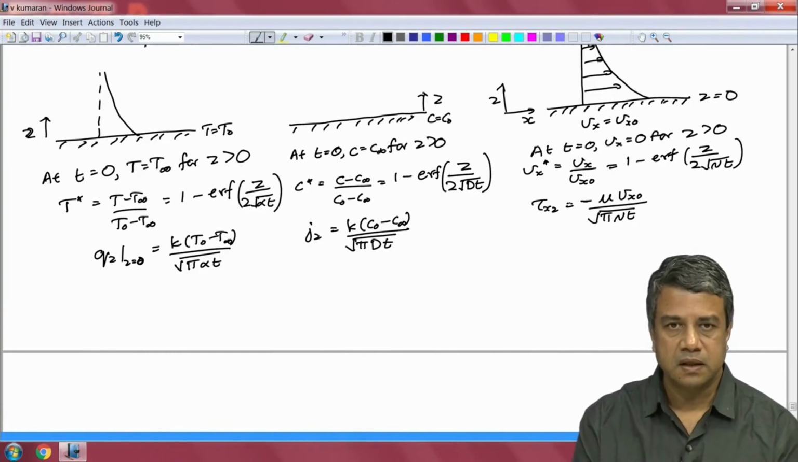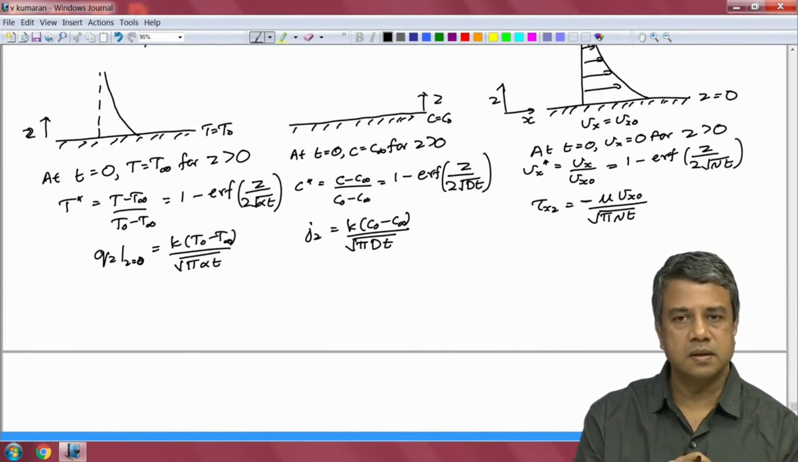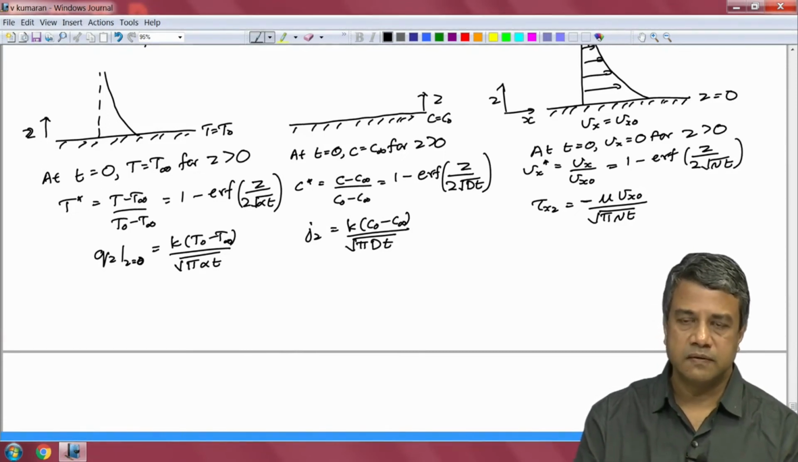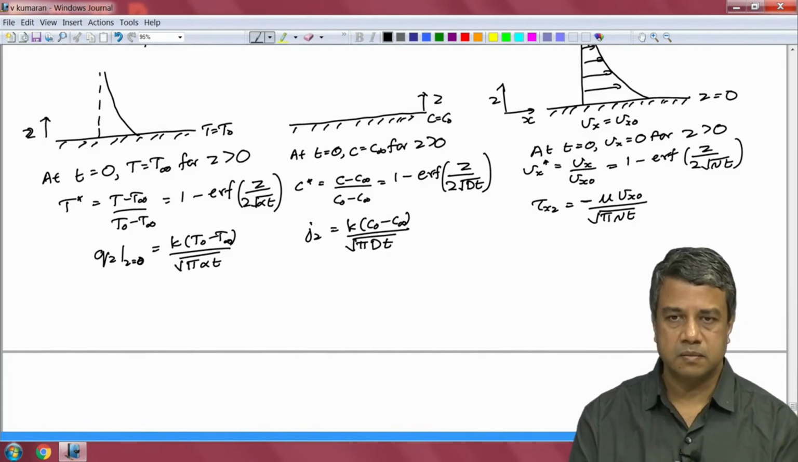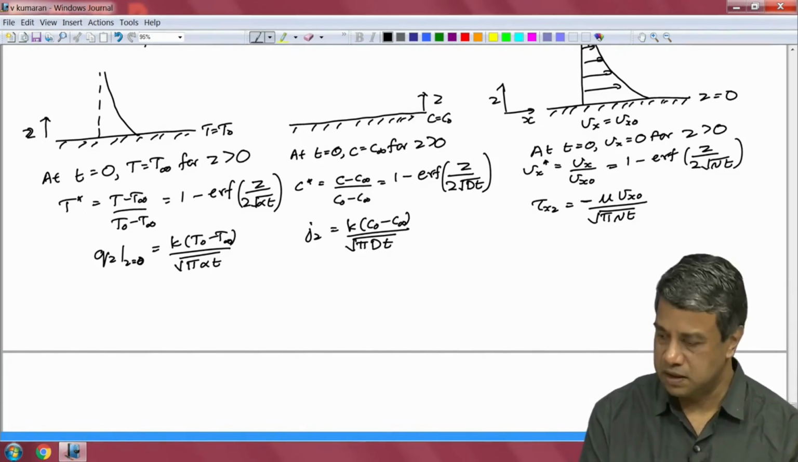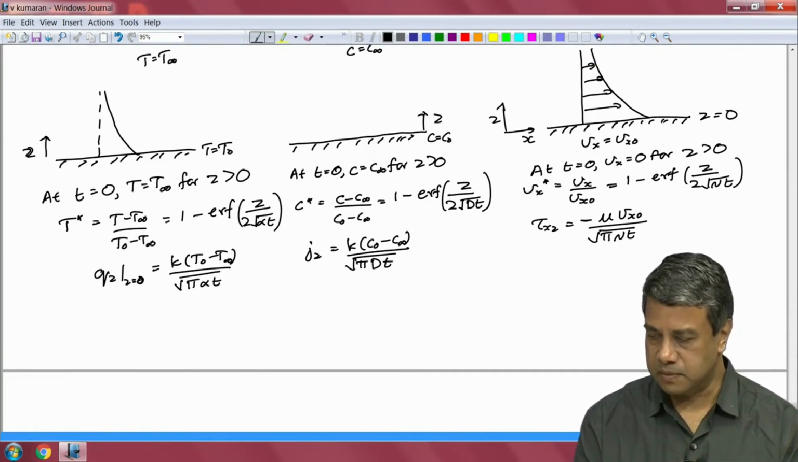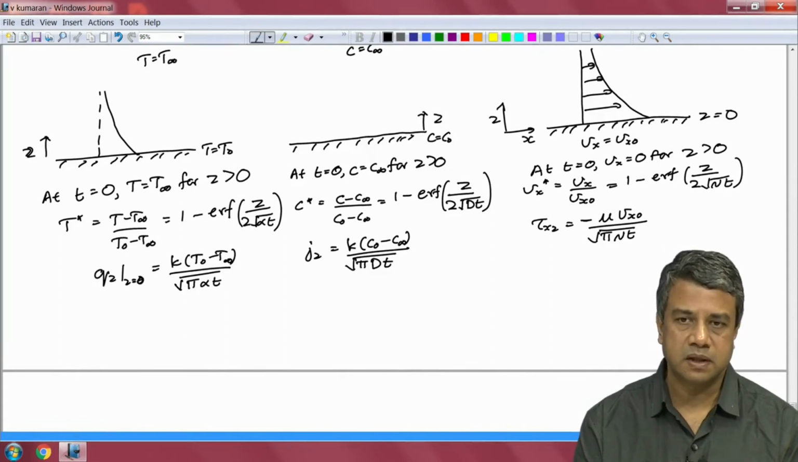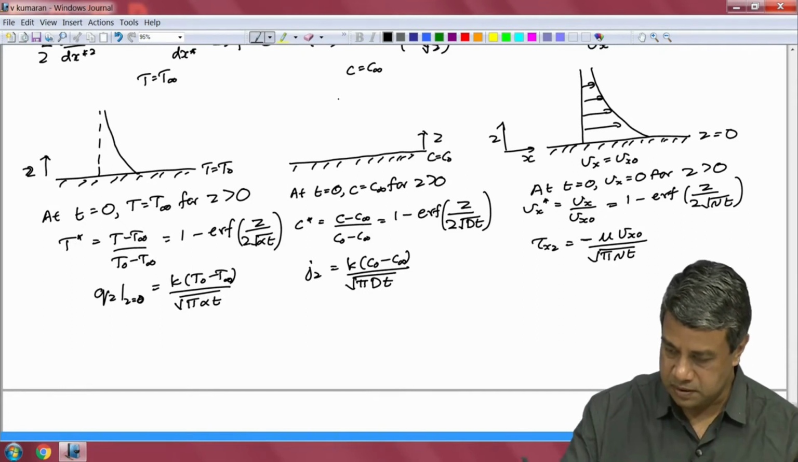So, the same solution can be used for energy, mass and momentum transfer, because the equations are the same, only the variables change: concentration, temperature, velocity. The diffusion coefficients change: thermal diffusivity, mass diffusivity and momentum diffusivity. So, the solutions are all the same. By solving one problem for thermal diffusion, I can get solutions for mass diffusion and momentum diffusion as well.